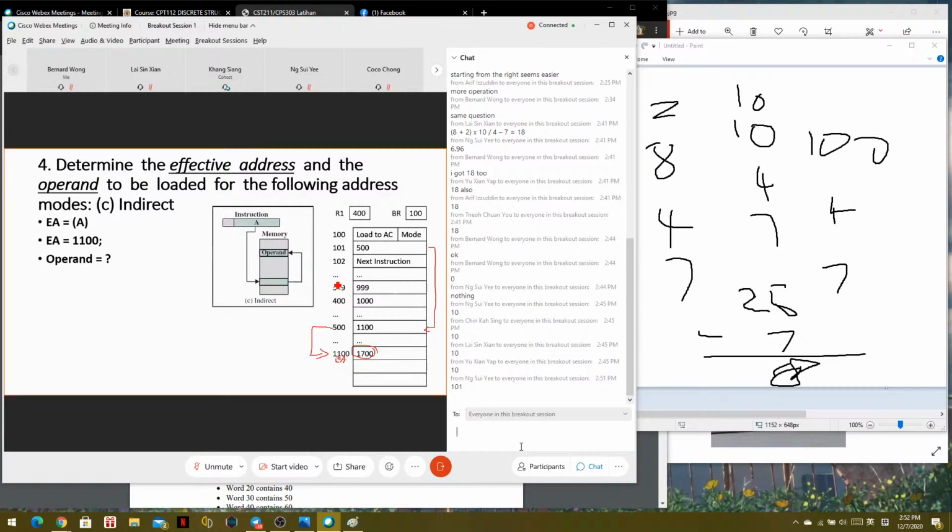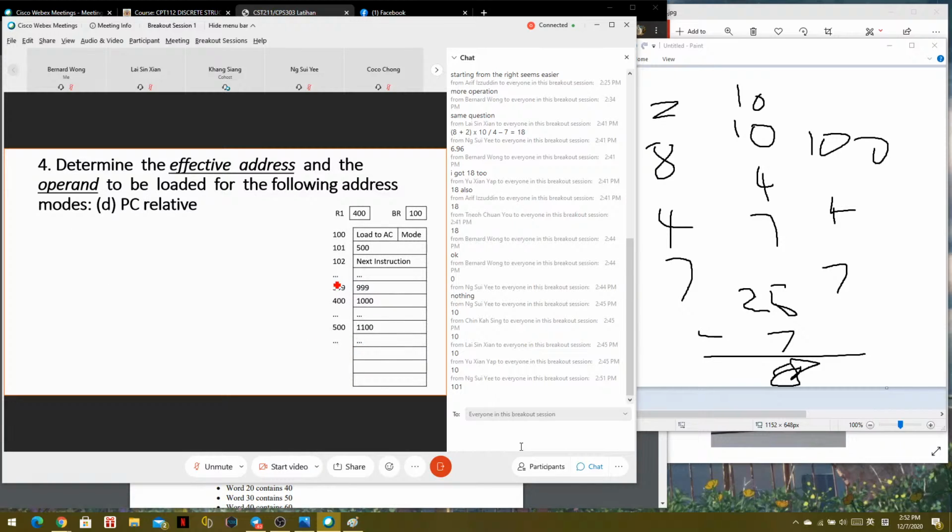Okay, next one. PC relative. PC relative is a kind of displacement. But when you use PC relative, PC means the program counter. So quickly type in the chat, what is the purpose of the program counter?